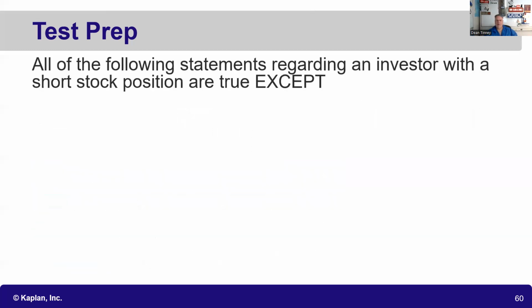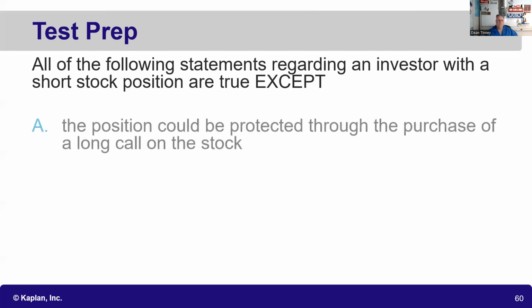All of the following statements regarding an investor with a short stock position are true, except. So I've sold securities I don't own. I've borrowed the securities from my broker dealer. My broker dealer says, Dean, we do have a customer who signed a loan consent form, so you can sell these securities short. Don't forget though, at some point you're going to have to return the borrowed securities. You're going to have to go in the open market, buy back the securities, and give them back to the person you borrowed them from. So I'm hoping to sell high and buy low. The position could be protected through the purchase of a long call.